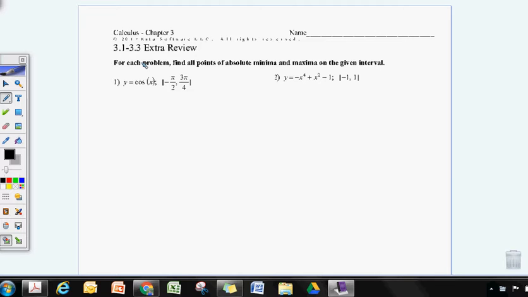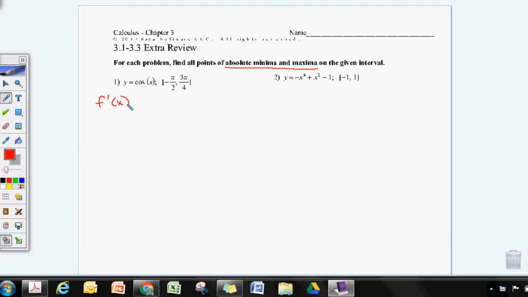We're doing the 3.1 to 3.3 extra review. I am going to try to make this as short as possible. There's not going to be a lot of color coding, a ton of explanations, but you need to know how to do an absolute min and max on your test. So that means you have to first of all find your derivative.